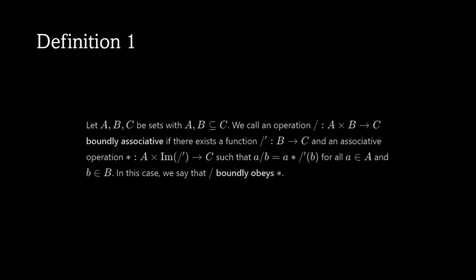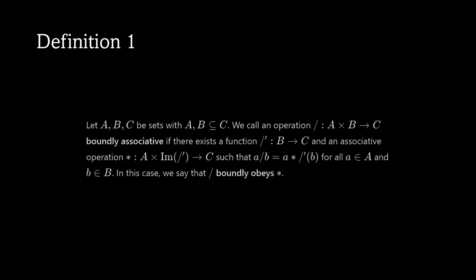So then we're going to call an operation slash boundary associative under particular criteria. So note that this binary operation slash takes in 2 elements, so that could be 2 numbers for example, but in order to make this a general definition, it doesn't necessarily have to be numbers, it can be any operation, and it will take in an element from set A and another element from set B. And then it returns an element from set C. And the reason we have A and B being a subset of C is so that it's not taking in elements that it can't possibly return.